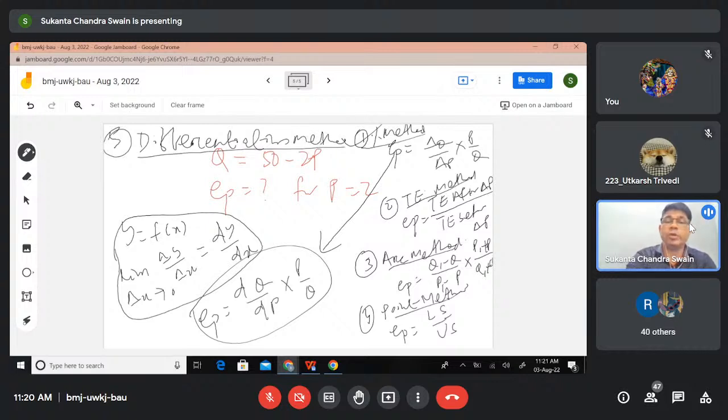Where the data will be in the form of a demand equation, and one price will be given, so you have to find the value of EP.